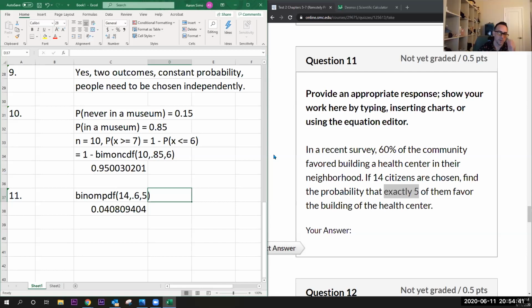How about you, Jack? Were you able to get it? I got 0.0408. Yeah, that's what we got.